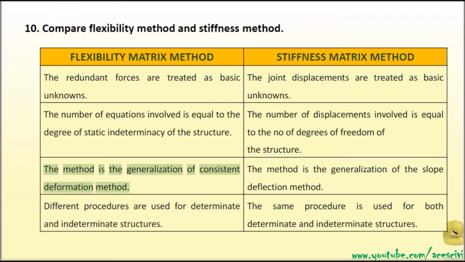The flexibility method is the generalization of the consistent deformation method. The stiffness method is the generalization of the slope deflection method. Different procedures are used for determinate and indeterminate structures in the flexibility method. The same procedure is used for both determinate and indeterminate structures in the stiffness method.